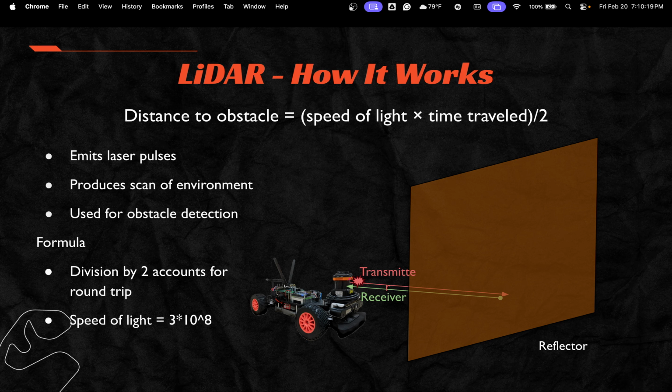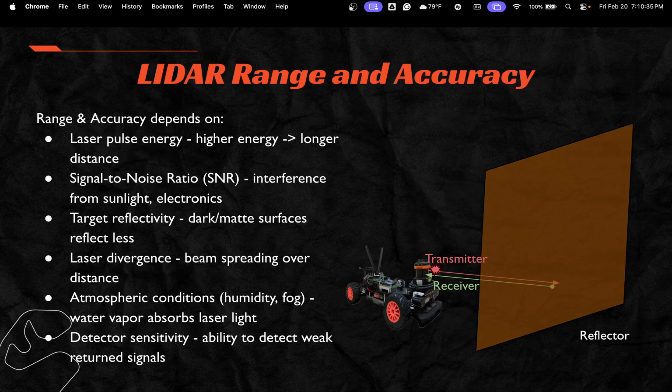And with all of those light pulses that come back, it's able to give you a bunch of points. And with those points, you can kind of guess, oh, there's a bunch of things over here. So those are obstacles. So that's pretty much what LiDAR is doing.